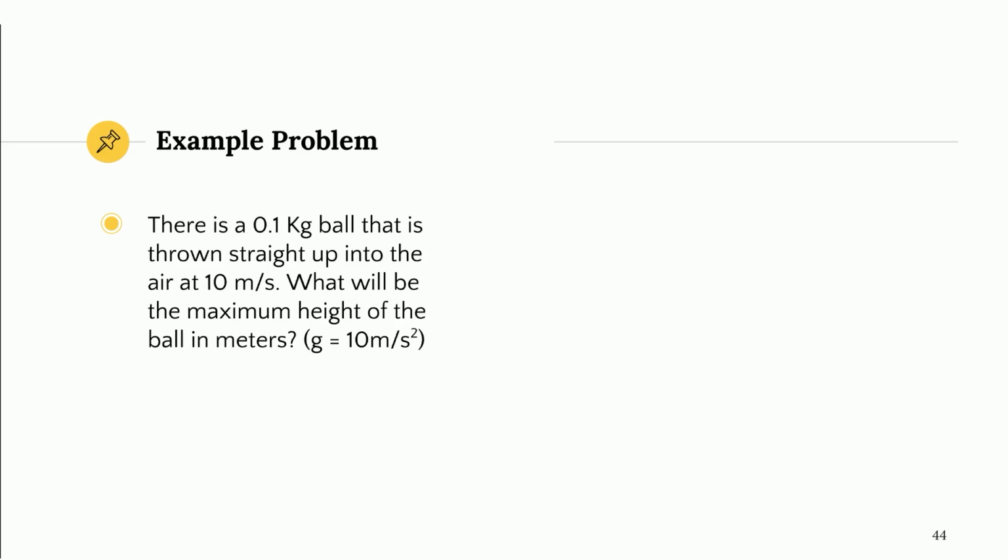Here's another example problem. There is a 0.1 kilogram ball that is thrown straight up into the air at 10 meters per second. What will be the maximum height of the ball in meters? Once again, g equals 10 meters per second squared.